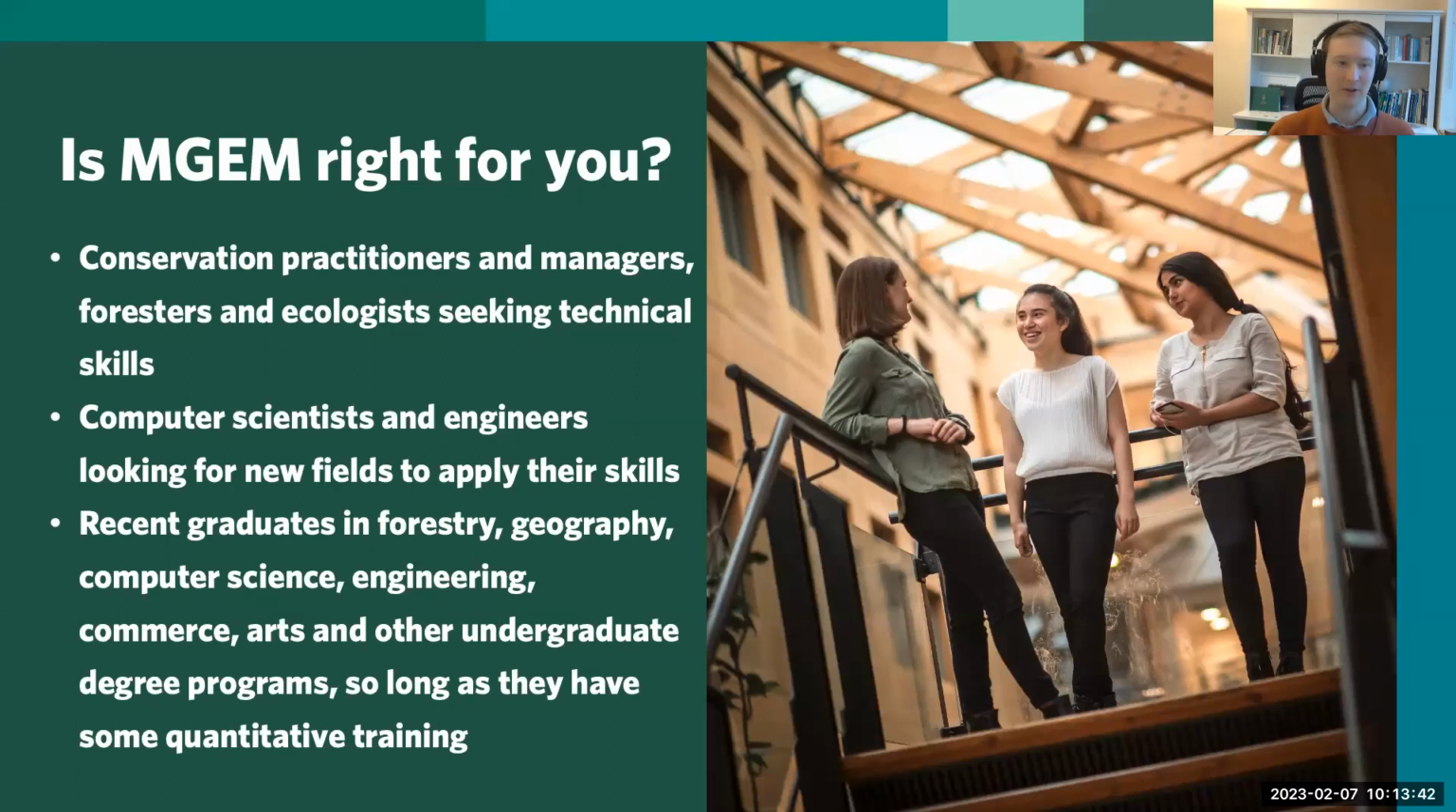So, for example, we have computer scientists and engineers, people with those backgrounds coming in, basically looking for a new way to apply their skills. And as I said, our recent graduates end up in a plethora of different disciplines. We're obviously here in the Faculty of Forestry, so many of our graduates go on to work in that sector, but others might go on to geography, computer science, engineering, commerce, arts, all kinds of different degree programs. And honestly, as somebody who looks at admissions applications, the diversity of background is really important for our student cohort, and we try to build cohorts every year that include people from a variety of different disciplines, because it really enriches the program learning experience. So as long as you have some sort of quantitative training or background and you're interested in expanding that quantitative training, this is the perfect program for you.